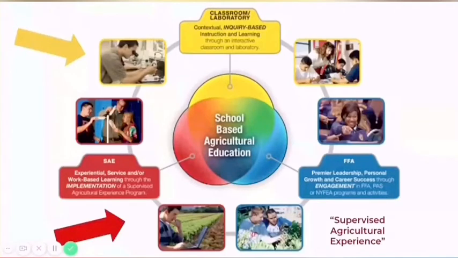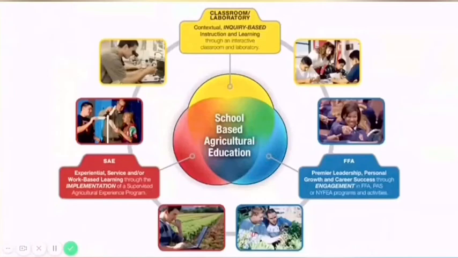The last, in blue, is FFA. This is where we gain premier leadership, personal growth, and career success. FFA is an incredibly unique organization that offers us so many positive, life-changing opportunities. Getting into FFA also means that you can run for a Greenhand, chapter, state, district, and even national office. Currently, there are 8,739 chapters across the country, with over 760,000 members.